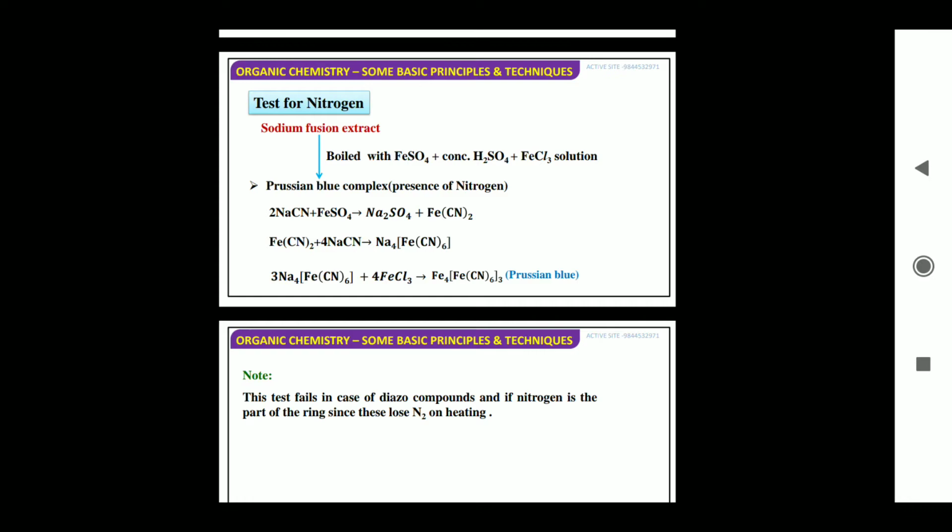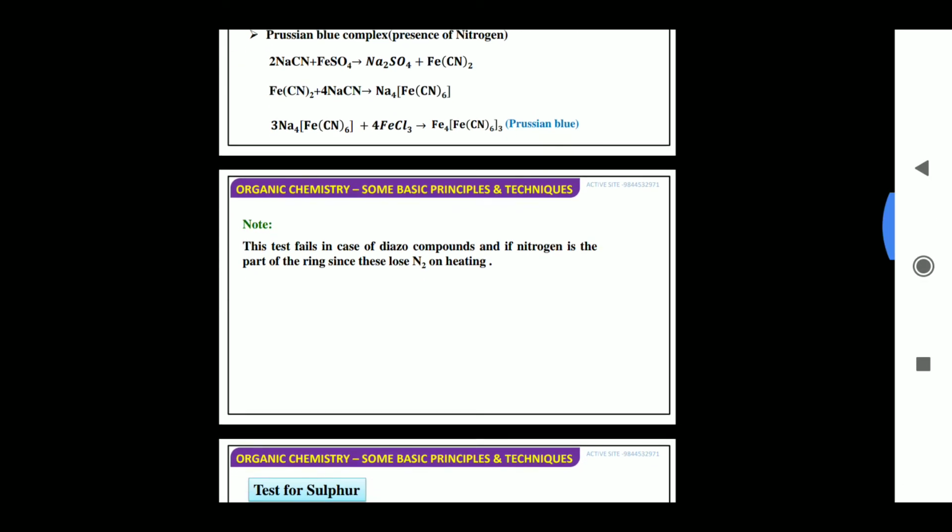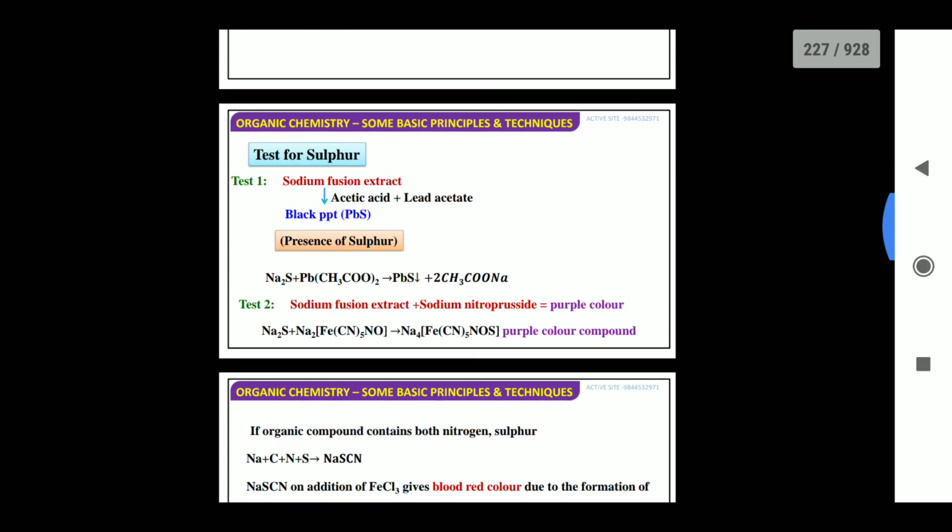So this is one of the best tests, or a teacher can also ask the board students, those who are appearing for 12th practical, what is the test for confirmation of nitrogen atom present in the compound. Now moving on to the next one, this test fails in case of diazo compounds and if nitrogen is part of the ring, since these lose the nitrogen on heating. Moving on to the next one, that is, what is the test for the sulfur.